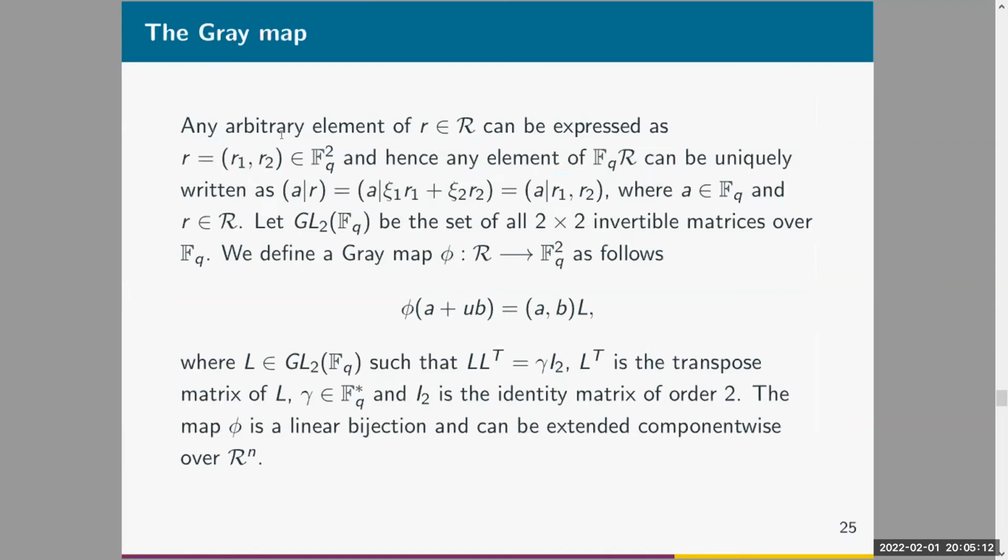Now we define the Gray map. Any arbitrary element of the ring R is represented as R1, R2 over F2, and any element of FqR is represented likewise. Let GL2(F2) be the set of all 2 by 2 invertible matrices, and we define a Gray map phi from R to F2 as follows: a plus ub goes to (a, b)L, where L L transpose is equal to gamma I2, and I2 is the identity matrix of order 2.